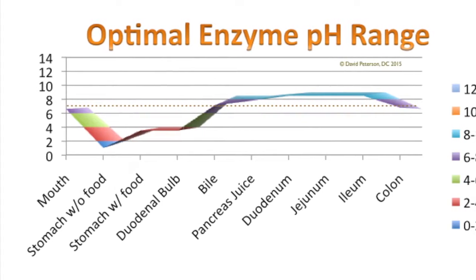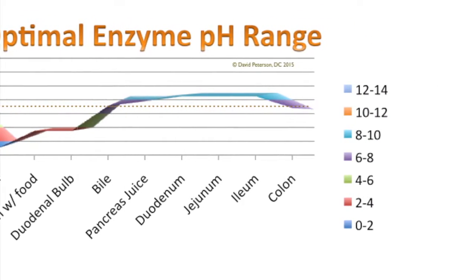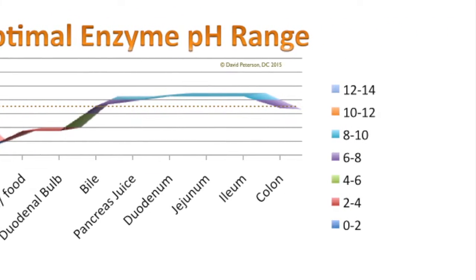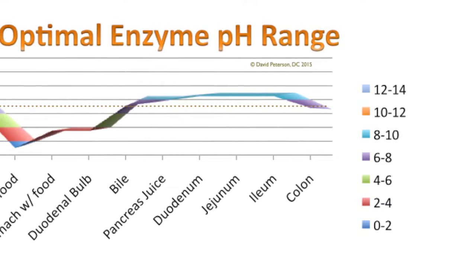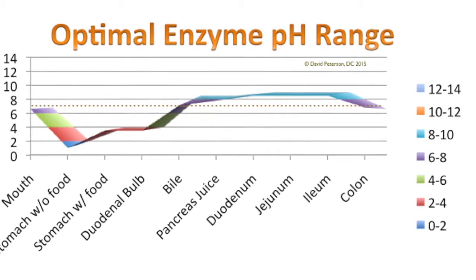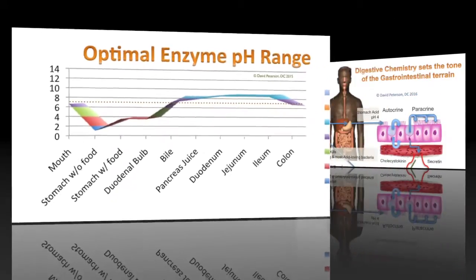Each enzyme is designed for a specific purpose. Each enzyme works within a small pH range. There is a pH at which its activity is the greatest, known as the optimal pH. This pH maintains the shape of the enzyme and therefore its effectiveness.